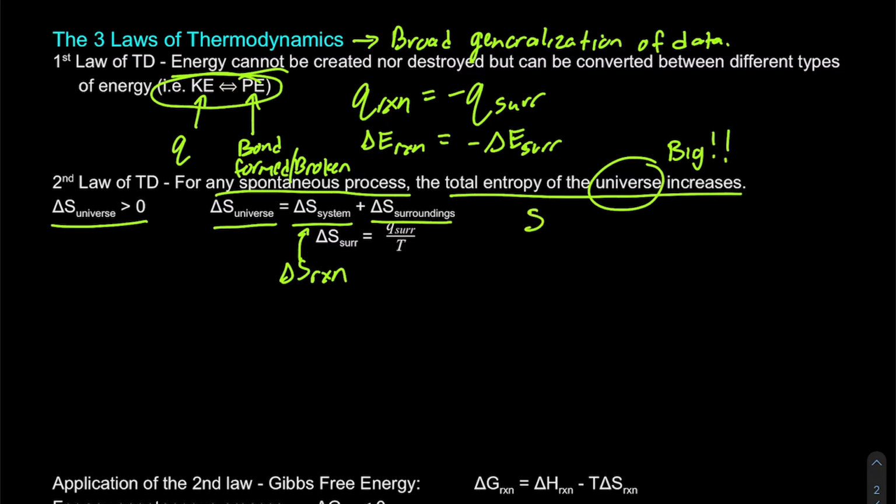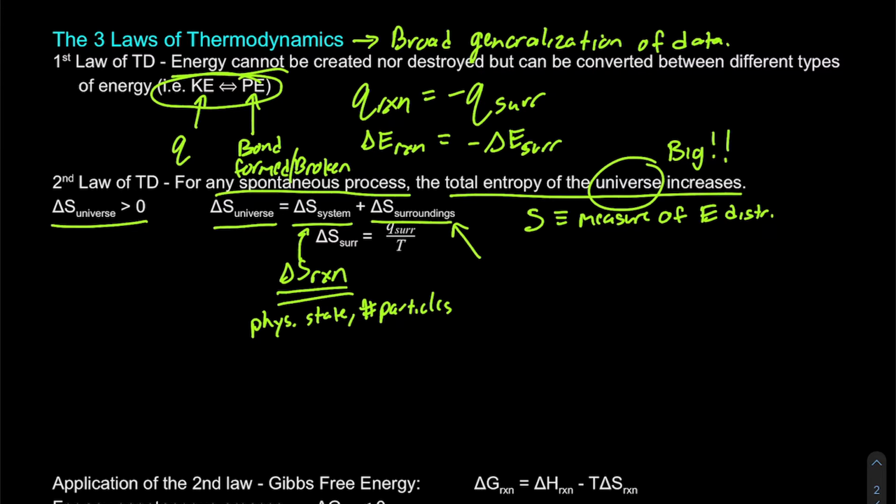So let's connect this back to what we've already talked about with regards to entropy. Again, we've said entropy is basically a measure of energy distribution within a system or in the surroundings. So if we increase the amount of energy distribution, we've increased our entropy, and vice versa. So we have the ability to look at the delta S of a reaction, maybe looking at how our physical states change, number of particles, etc., that we looked at in a previous video. But now we don't have any information that deals with the change in entropy of our surroundings.